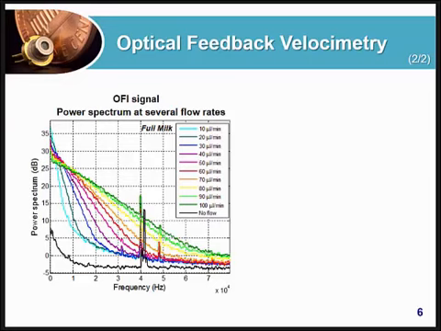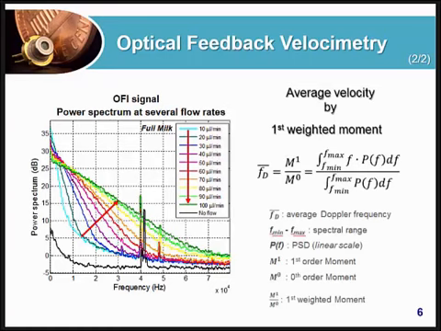Here we have the power spectrum of the OFI signal at several flow rates. Once we increase the flow rate, we have an increase of the amplitude across the spectrum of the signal. The average velocity can be estimated from the average Doppler frequency, through the statistical approach of the first weighted moment, as described by this equation.